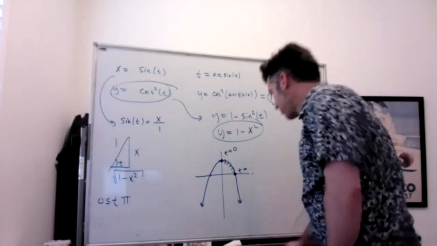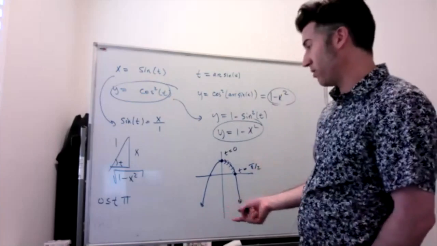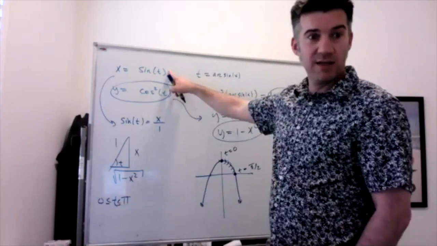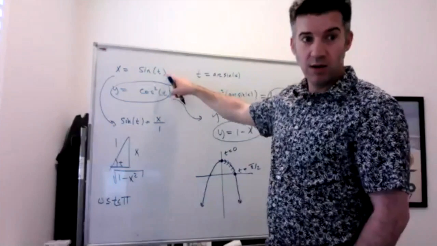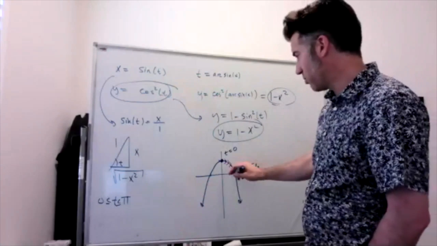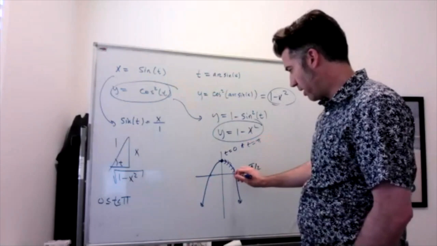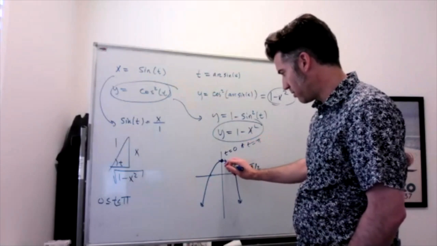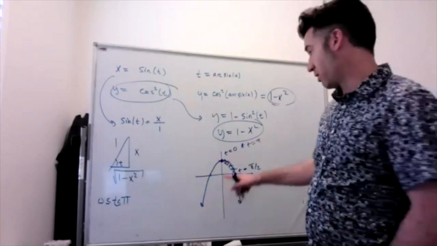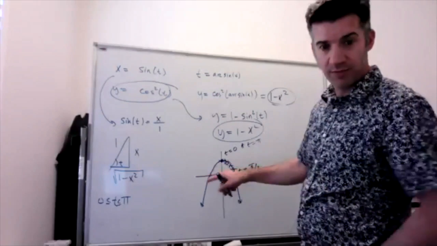But then, when I plug in pi, right, I'm going from 0 to pi. Sine of pi is 0. Cosine of pi is -1, so cosine squared is positive. So I'm actually back at this point here. So I go back the other way. So what's happening is we're going back and forth. We go t equals 0 to pi over 2, and then pi over 2 back to pi.